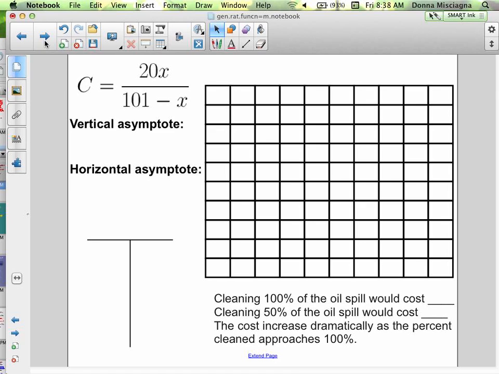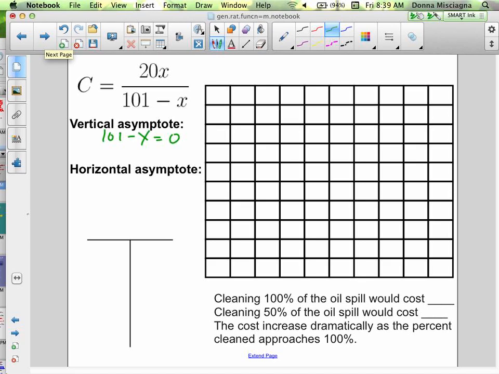All right, so how about the vertical asymptote? Remember what you do? What do we do to find a vertical asymptote? What do we do with our denominator? Set it equal to 0. All right, so now if I'm solving that, what should I do first? Do we get X by itself?